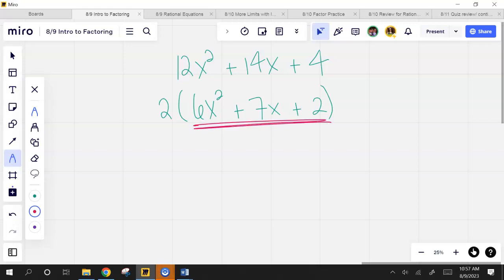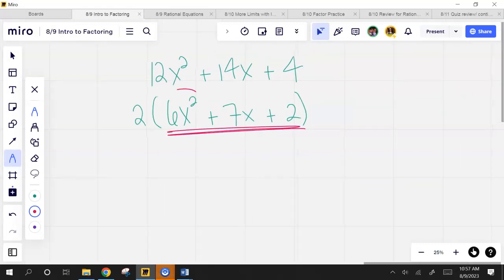Now, step one, take your first and your last term and multiply them together. What do you get? 12x squared.